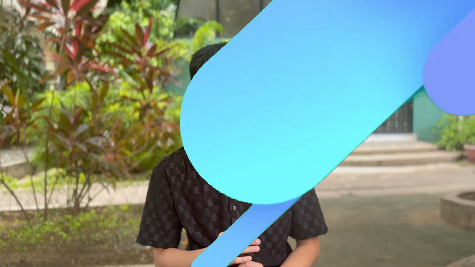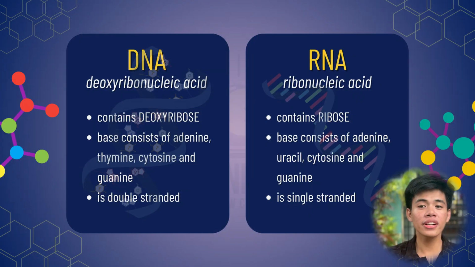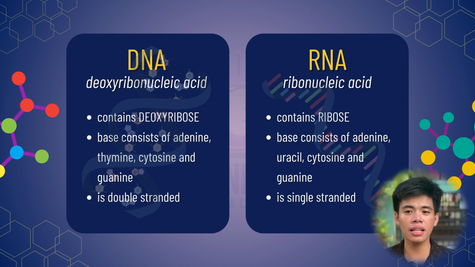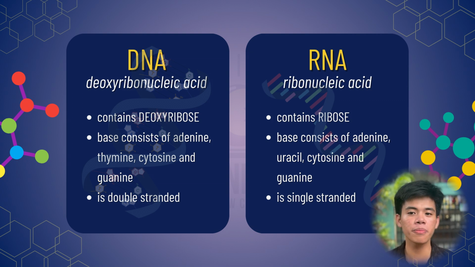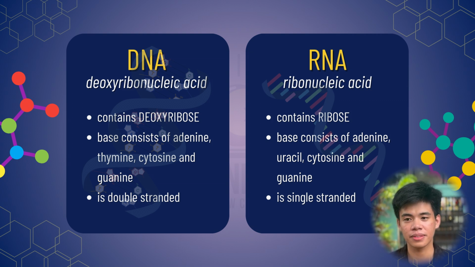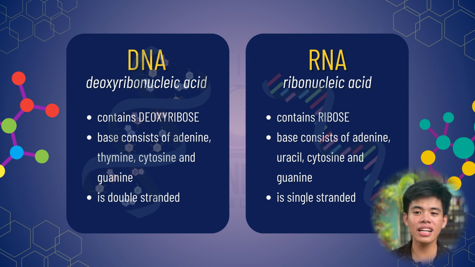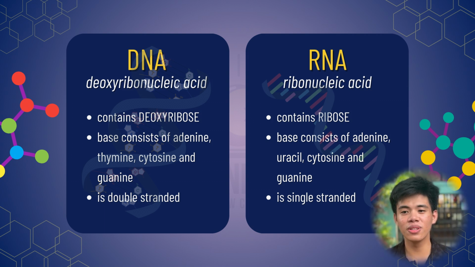Now that we've introduced nucleic acid, let's take a closer look at the two main types, the DNA and RNA. At first glance, they seem similar, but they're built for different jobs. First, the sugar. DNA contains deoxyribose while RNA contains ribose, making it more reactive, perfect for temporary jobs like delivering DNA's message during protein synthesis. Next, the base. DNA uses adenine, thymine, cytosine, and guanine, while RNA swaps out thymine for uracil. And finally, the structure. DNA is double-stranded, while RNA is single-stranded.